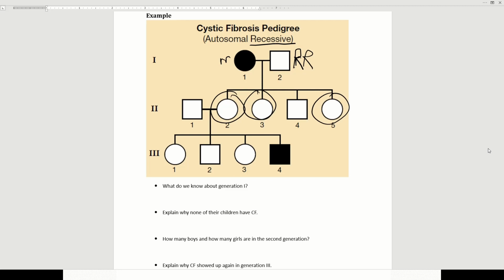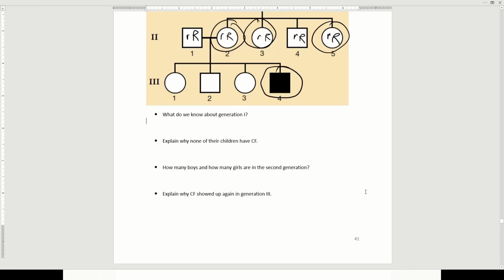Okay, explain why cystic fibrosis showed up in generation 3. Well, if we build a Punnett square like this, all of the kids are going to get one from their mom and one from their dad. So obviously this person is heterozygous as well, and that gives them a 1 in 4 chance of having a kid with it, and they got that 1 in 4 chance. Okay, it's a pretty easy one to analyze there.